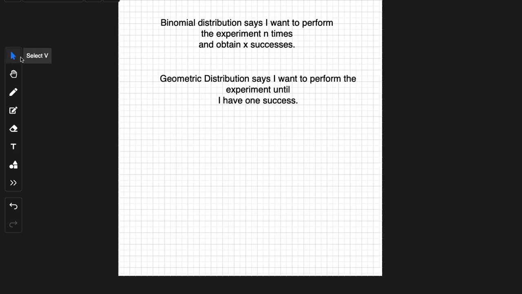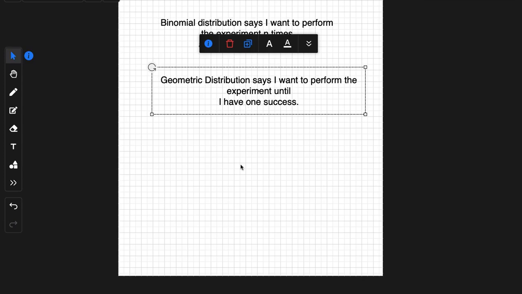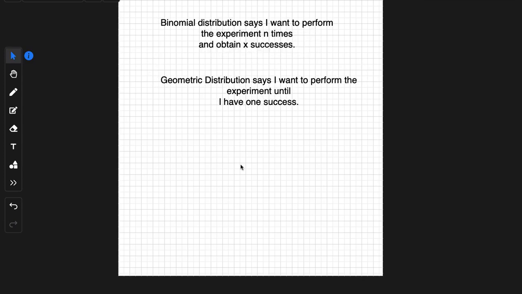So geometric distribution, as I said again, says I want to perform the experiment until I have just 1 success. So it means that you don't know the number of times you'll be performing the experiment. But binomial says I want to perform the experiment n times and obtain x successes. So even if I don't have x successes, I will stop after n times. That's what the binomial experiment says. But the geometric distribution says I want to perform the experiment until I have one success.